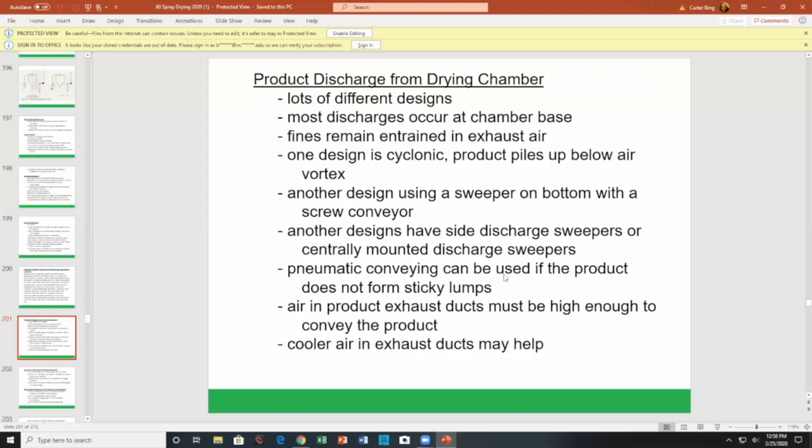Pneumatically conveying can be used. The product doesn't form sticky lumps. Air and product exhaust ducts must be high enough to convey the product. There you go. Cooler air and exhaust ducts may help.